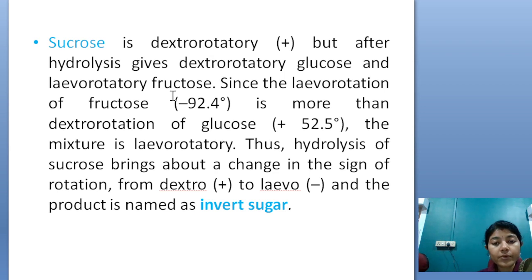But when hydrolysis occurs, the formation of fructose and glucose results in a mixture which now behaves as levorotatory. Thus, hydrolysis of sucrose brings about a change in the sign of optical rotation. That's why sucrose is termed invert sugar. Usually it is dextrorotatory, but after hydrolysis the solution becomes levorotatory. That's why it is termed invert sugar.